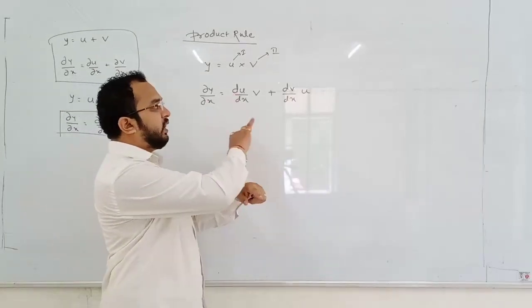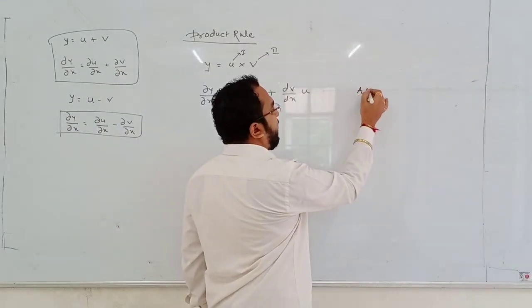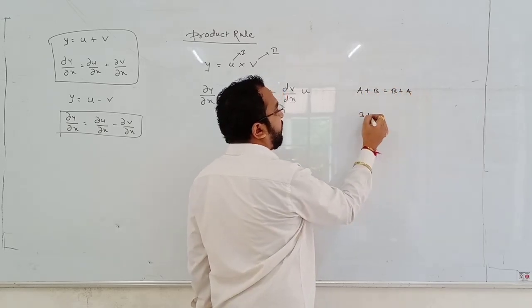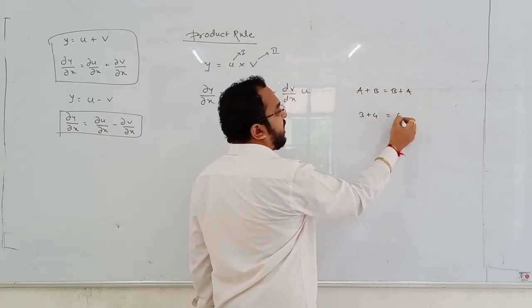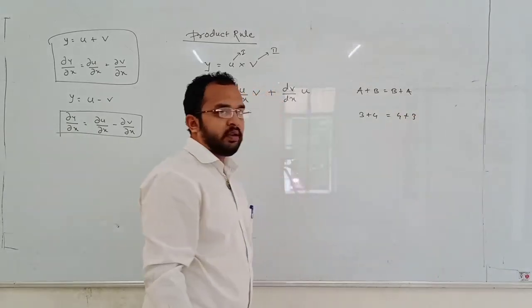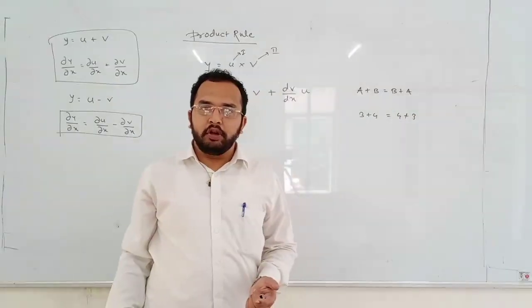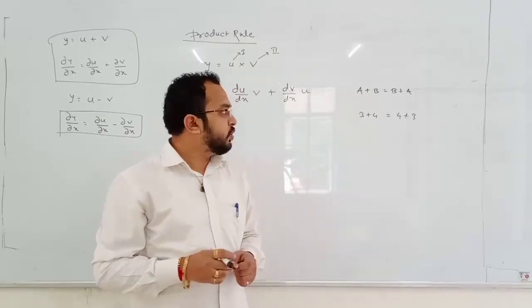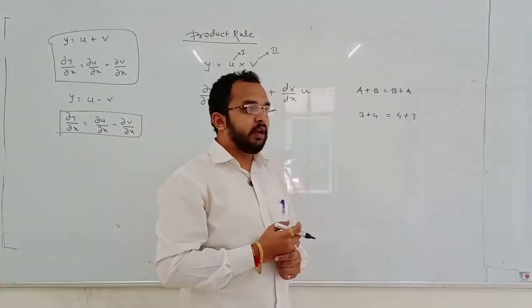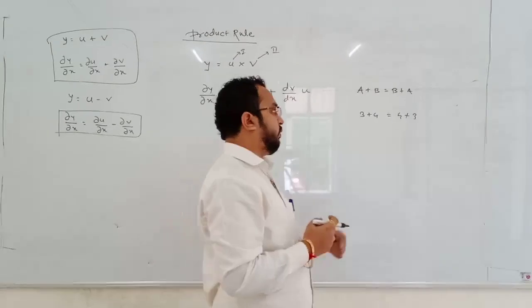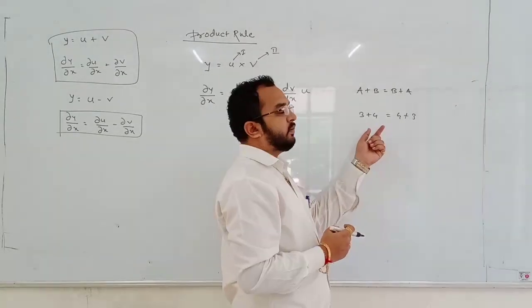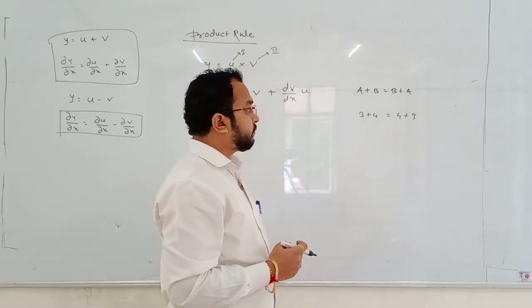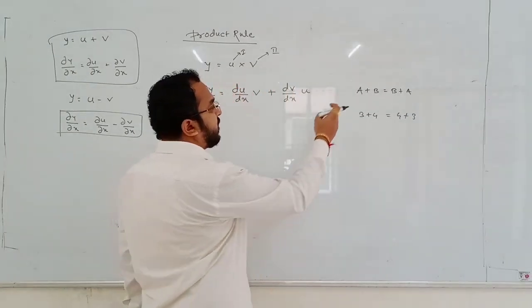Now even if this is reversed it works, because a plus b can be written as b plus a. 3 plus 4 is 7 and 4 plus 3 is also 7. There is no problem in addition if we interchange the terms, because all signs are positive, hence 3 plus 4 will be equal to 4 plus 3. Okay, a plus b is equal to b plus a.